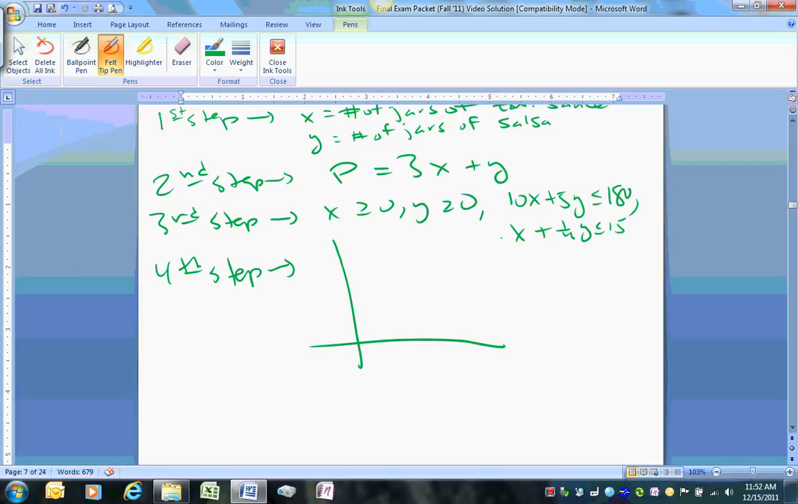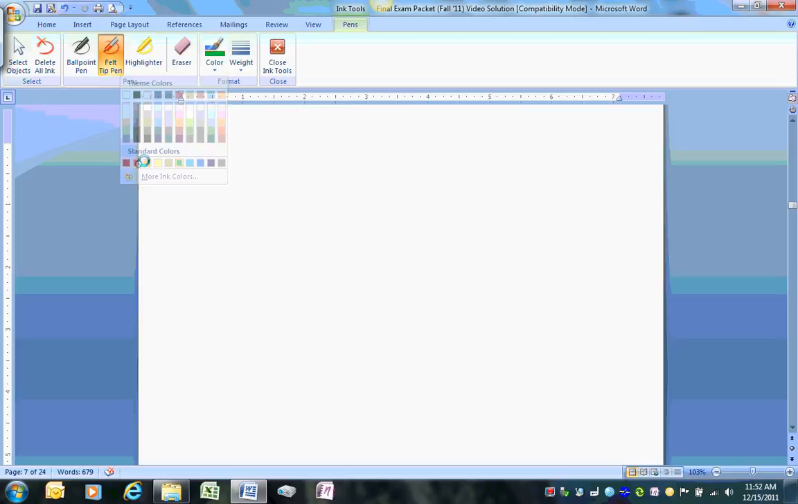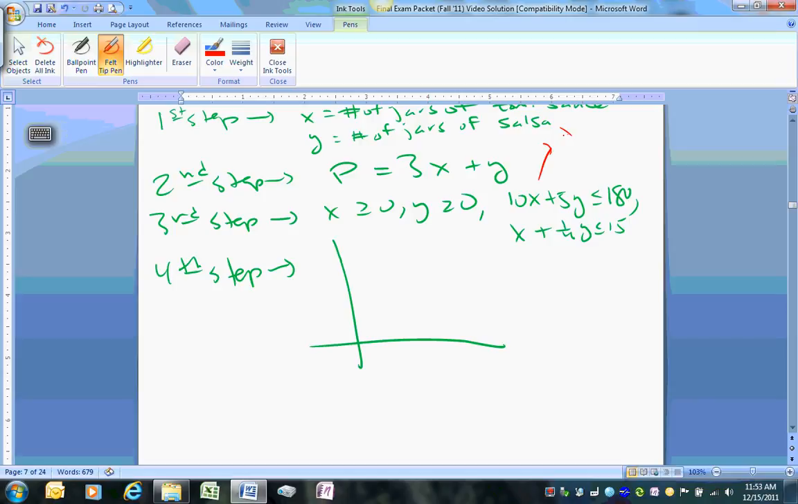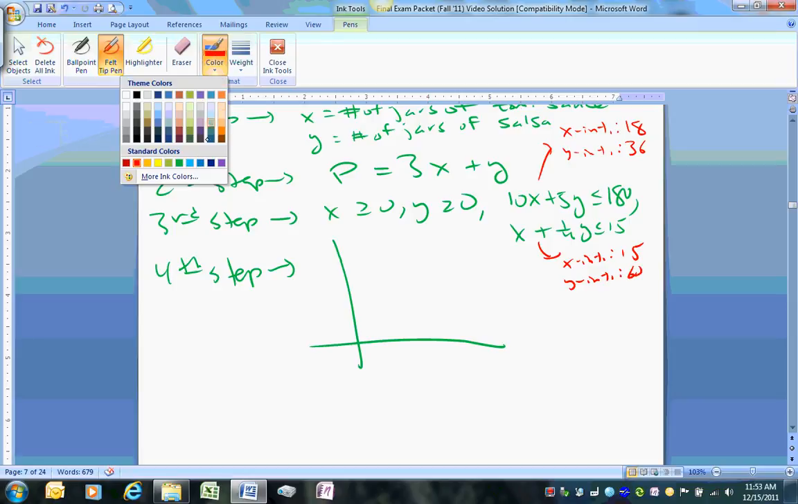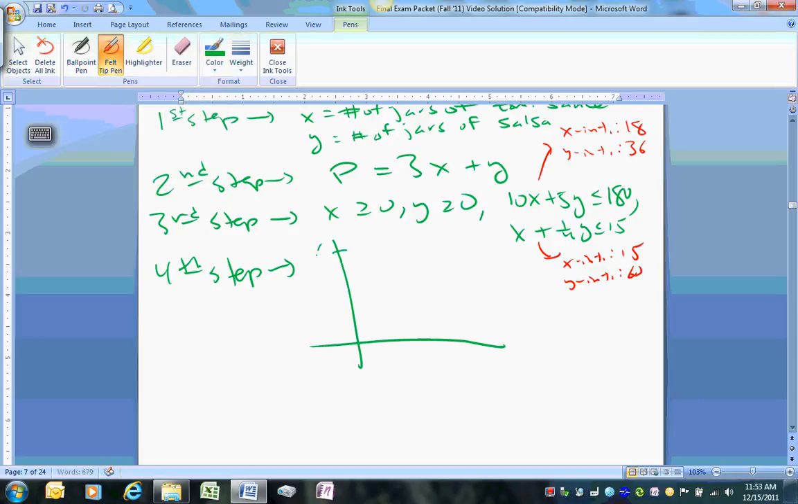It helps to find the x and y intercepts for your constraints. So if you're here, x-intercept was 18, y-intercept was 36. Here, x-intercept 15, y-intercept 60. So 6 would be roughly there, 36 would be roughly here. We'll say that's 15. We'll say that's 18.